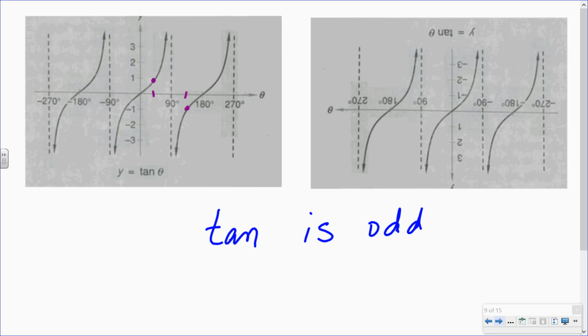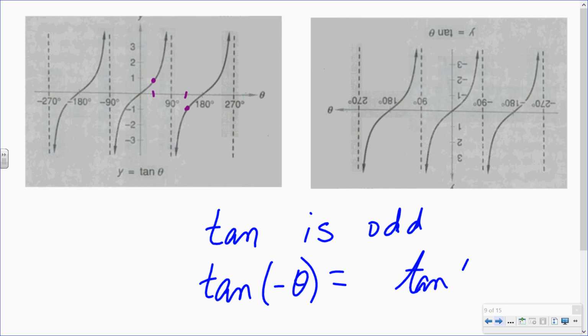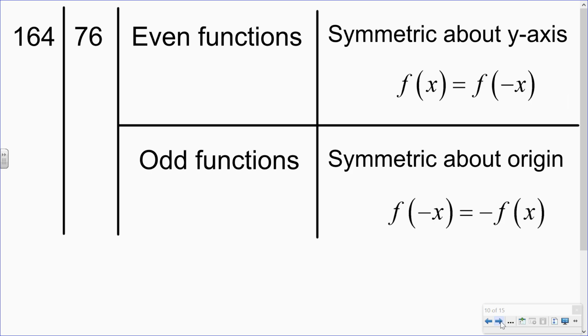is odd, which means if I take opposite angles, so theta and minus theta, I have opposite y's, so I have to have a minus sign in front of one of those. So let's get some of this written down where we can keep this part straight. If they are even, they're symmetric about the y-axis. Opposite x's have the same y's. If they are odd, they're symmetric about the origin, and opposite x's have opposite y's.